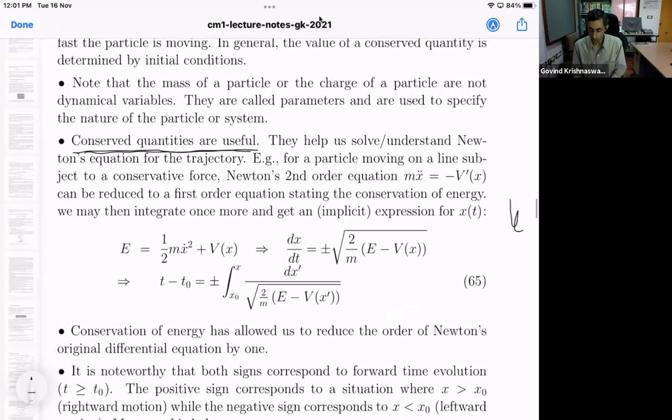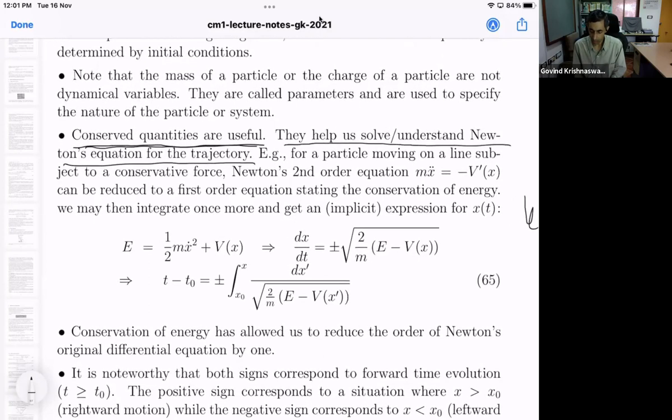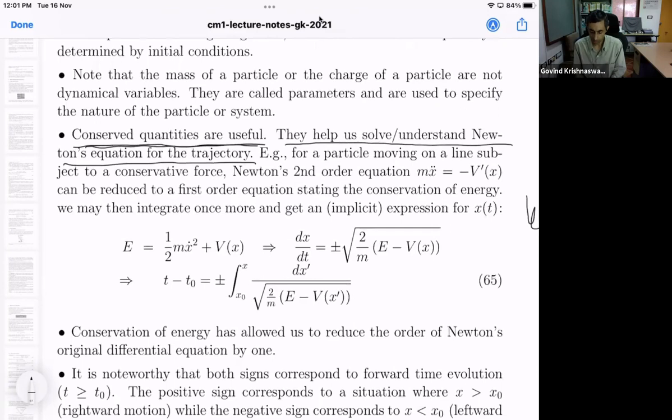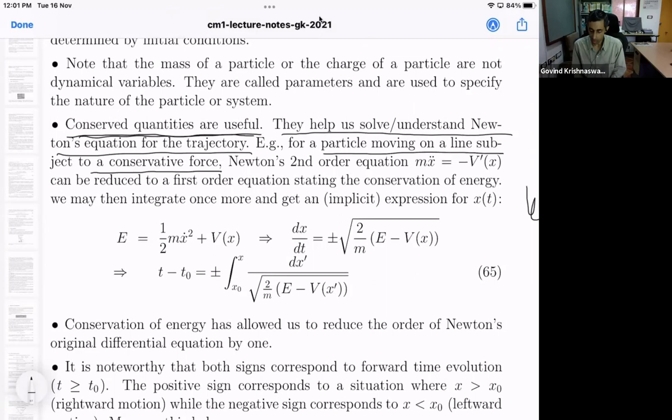Okay, now we looked at the utility of conserved quantities, and I mentioned that they help us solve or understand Newton's equations for the trajectory. We looked at an example, a particle moving on a line subject to a conservative force. In this case, Newton's equation, a second order equation of motion, is m x double dot is equal to minus V prime of x. The motion is along a line. It is conventional not to put vector symbols like arrows above x or the force, because these are just real numbers, because motion is along a straight line.